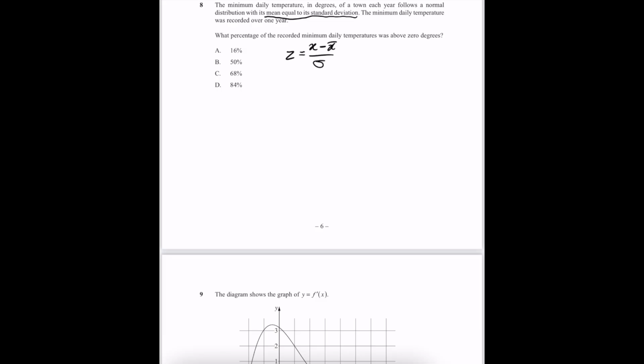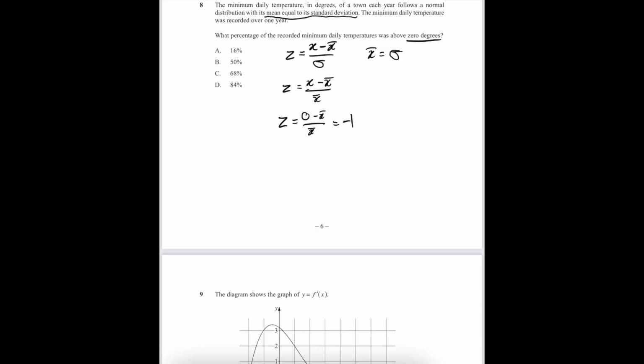Now the question tells us that the mean is equal to the standard deviation. So in other words, x bar is equal to the standard deviation. So we can really transform this into saying something like this. And if I wanted the z-score for 0 degrees, well, we would just replace an x with a 0. And if we simplify this, we end up getting -1.